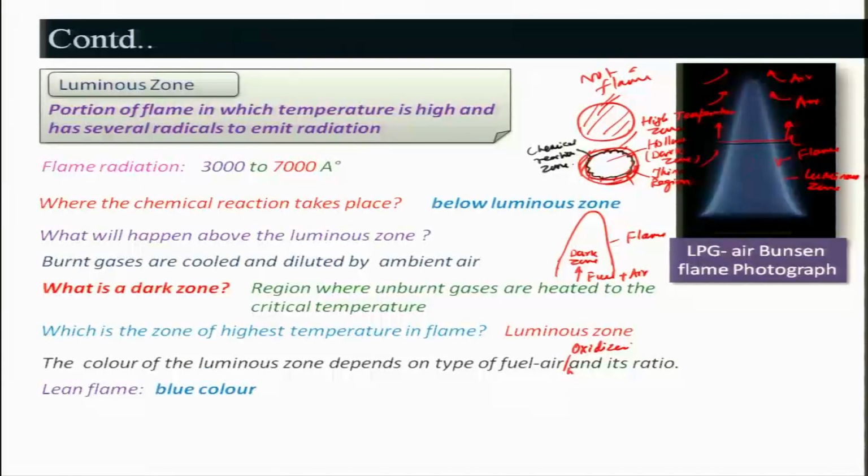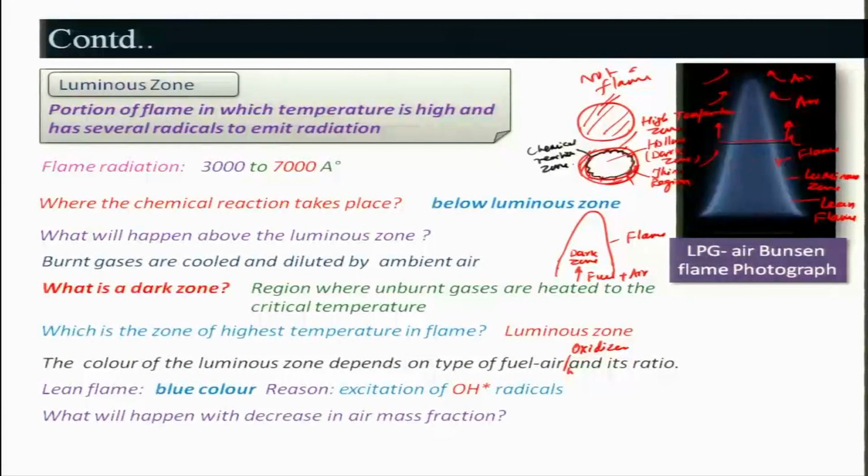The lean flame, generally, will be blue in color. This is the lean flame. Lean means a fuel lean mixture, that we call a lean flame. So, blue color due to what? Because the OH radical will be more predominant, and that gives the radiation. That is why it is blue in color.